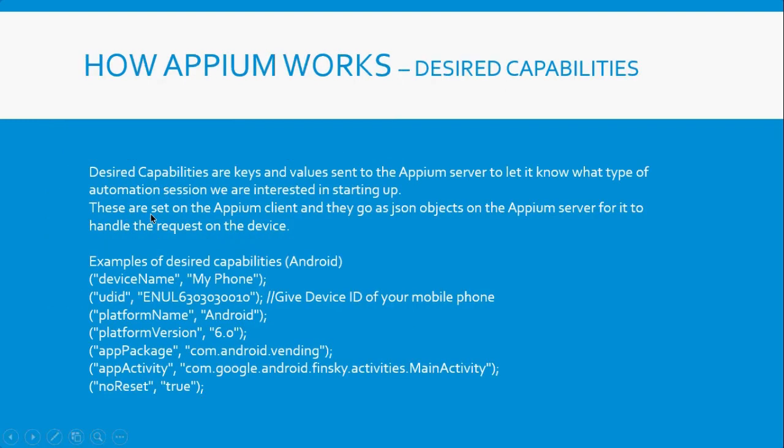As I said earlier, the desired capabilities are set on the Appium client, and they go as JSON objects onto the Appium server for it to handle the request. So basically, the desired capabilities carry the request that we want to send from Appium to your mobile device, and to target your application.